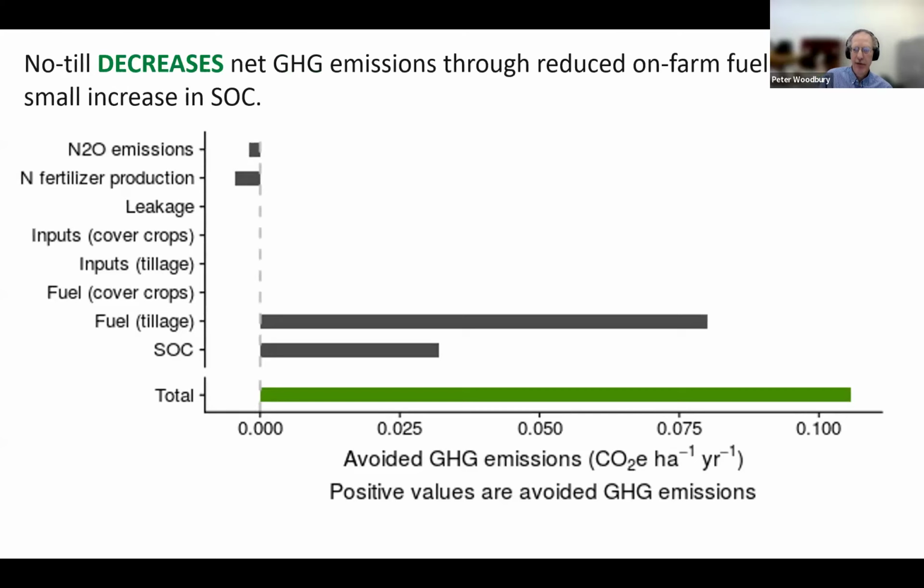So the last of the 4 examples here for corn in Tompkins County is no-till. So we see at the bottom, the green bar pointing towards the right. So no-till decreases net greenhouse gas emissions. And that is due mostly to reduced use of fuel, and to a much smaller extent due to an increase in soil carbon.